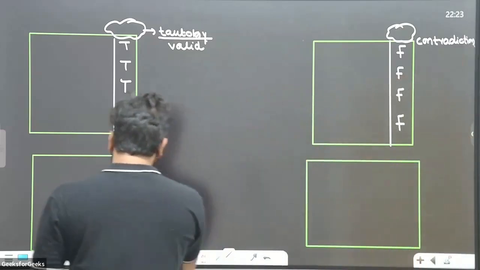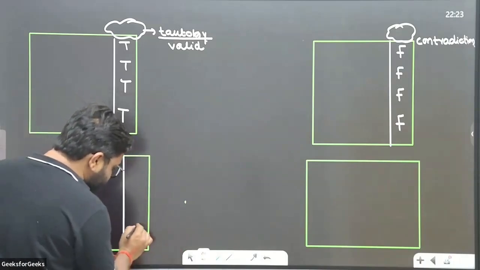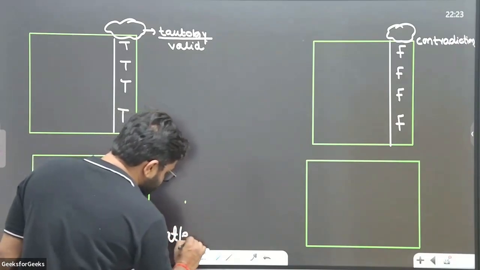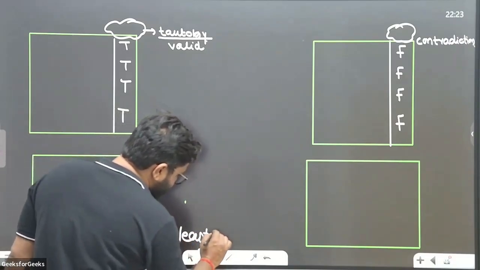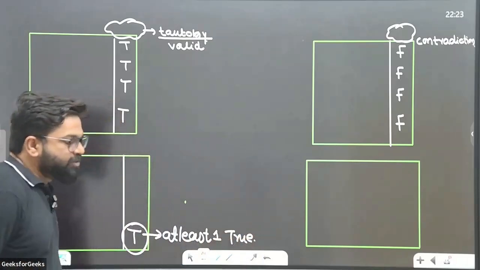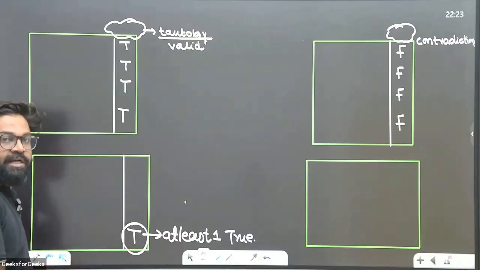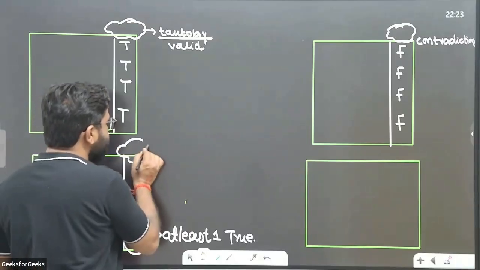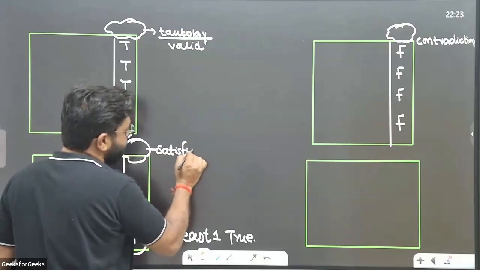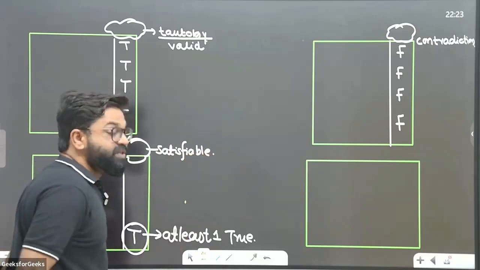Contrapositive is different. For example, suppose there is any expression where at least one is true. If any expression has at least one true, then this expression is called a satisfiable expression. Try to understand this.